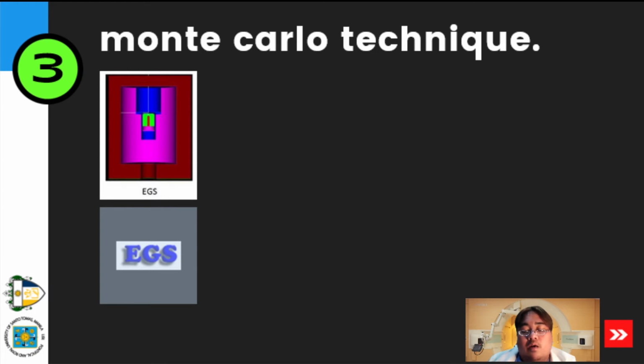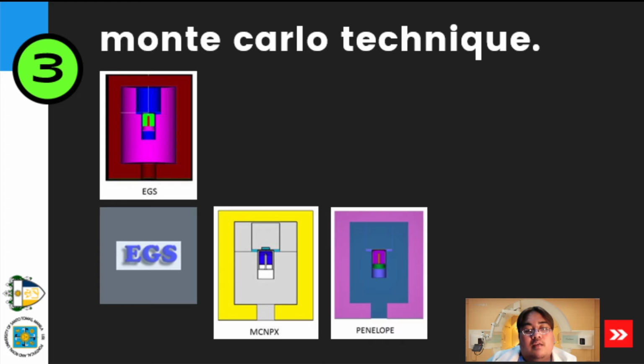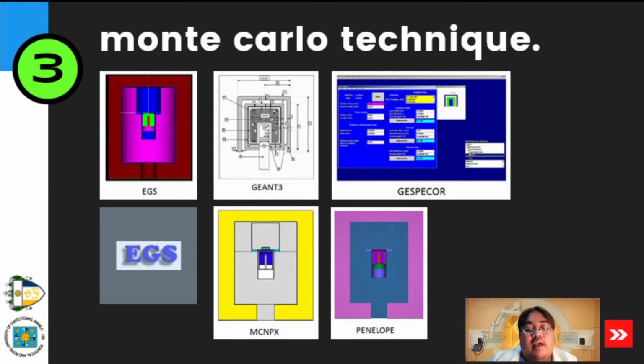Generally, there are several multi-purpose Monte Carlo systems for those calculations. Among those are electron gamma shower or EGS. We also have Monte Carlo N-Particle or MCNP, as well as PENetration and Energy LOss of Positrons and Electrons or PENELOPE. Also, we have GATE, and lastly, we have a free software package written in C++, which is Geant4, a tracking toolkit.